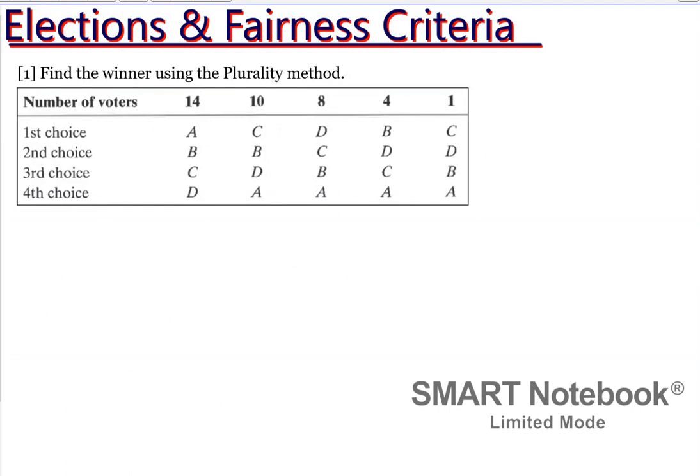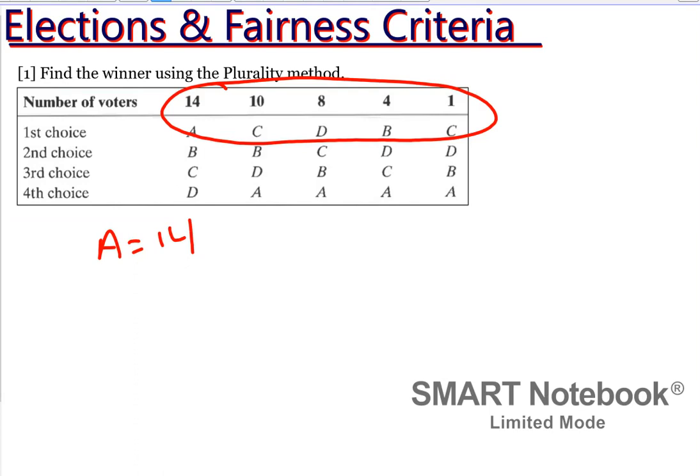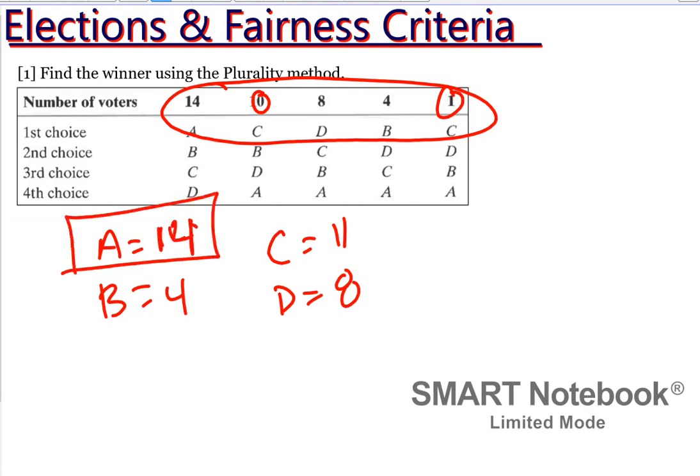So the plurality method simply takes a look at the first place choices. So we only need to look at this information of the table. And based on this information, we see that A has 14 first place votes. We see that B has 4 first place votes. C has 10 plus 1, so 11 first place votes, and D has 8 first place votes. So the plurality method here has given us a winner of A. A has 14 first place votes.